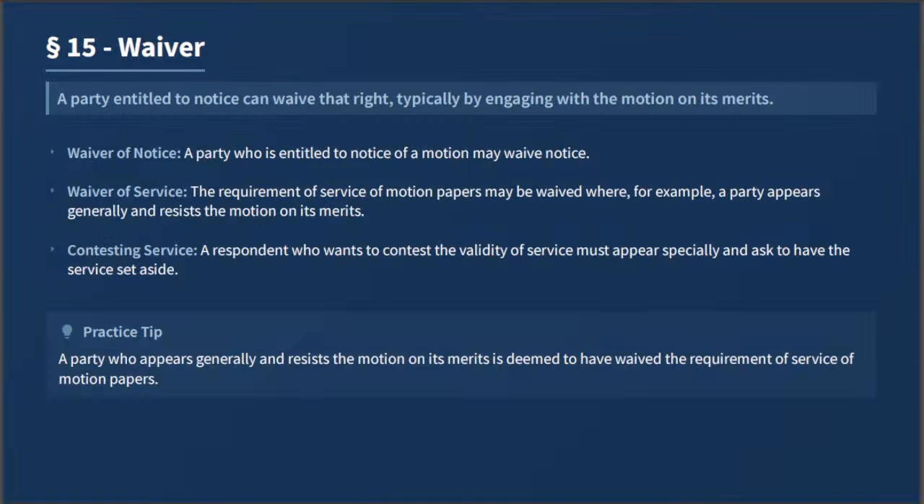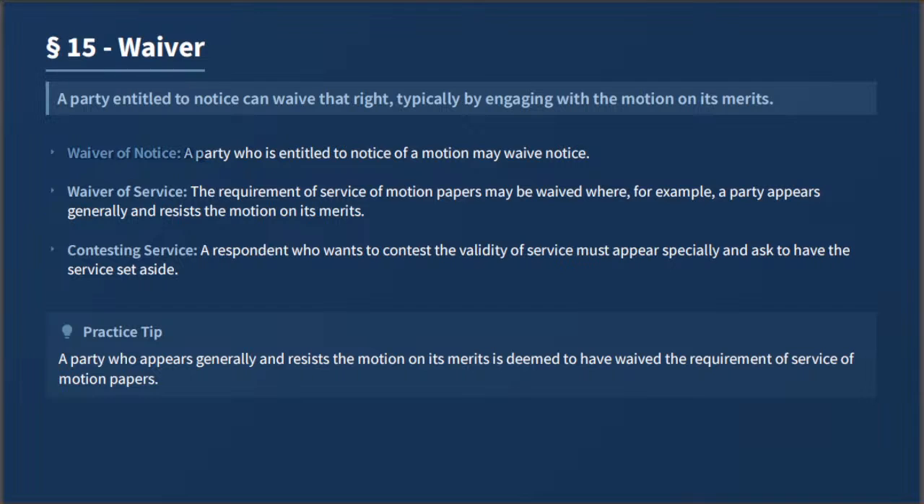And then there's the waiver. This is a nice one here. So pay attention to this tricky one. A party entitled to notice can waive that right, typically by engaging with the motion on its merits. So you think they can waive that right, like they're acknowledging, yes, I'm waiving that right, but they only do it by engaging with the motion on its merits.